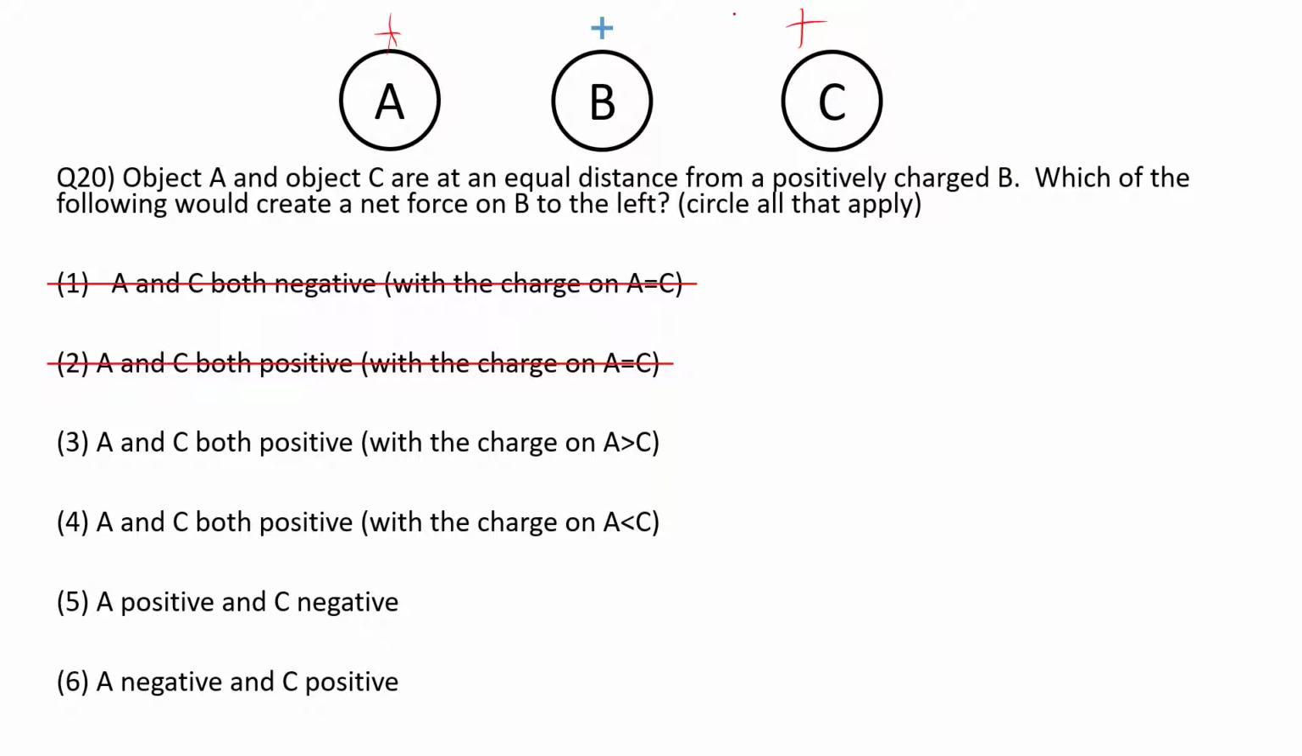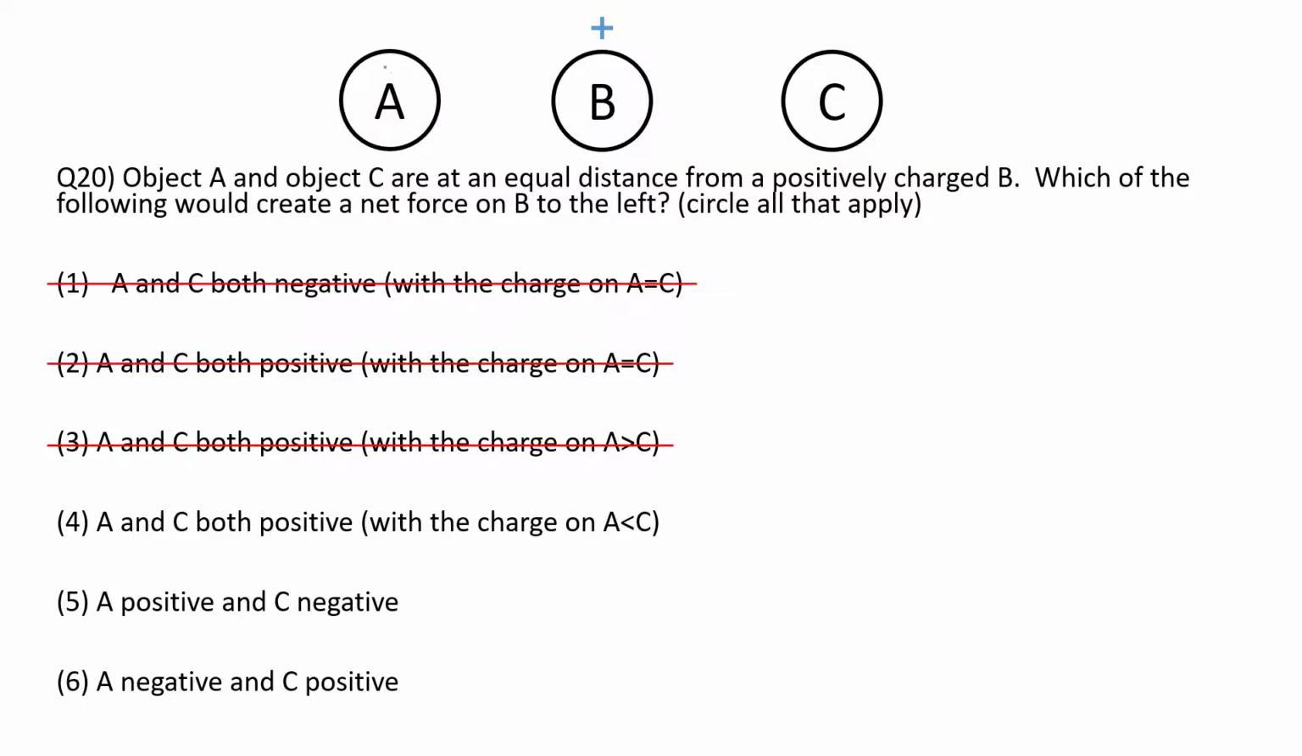If A and C were both positive, and the charge on A was greater, so this was more positive than C, and C is just a little bit positive. Well, what's going to happen is this one is going to have a greater force on B to the right than that one, and so B is going to want to go to the right, so that's not going to work either.